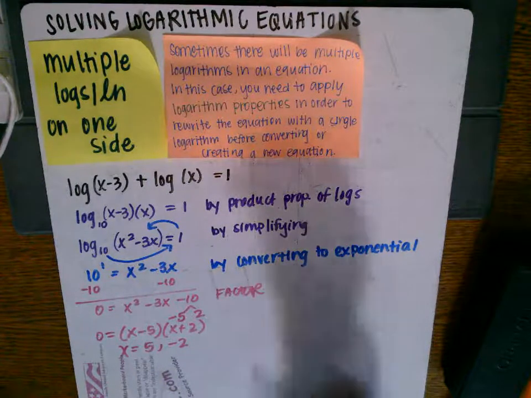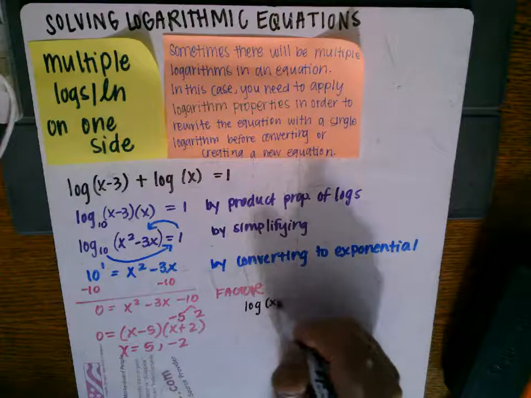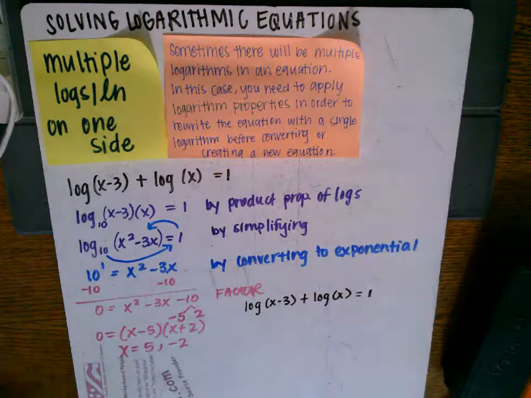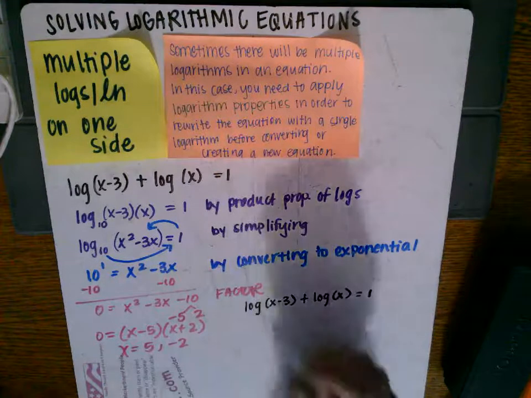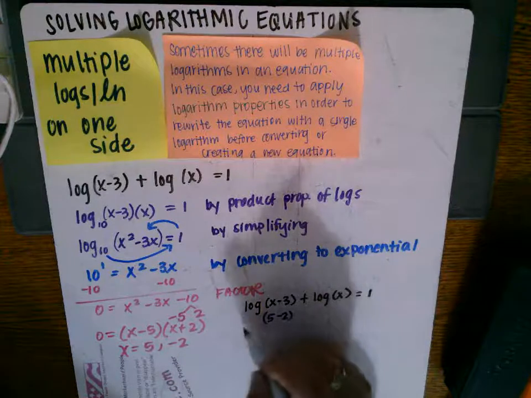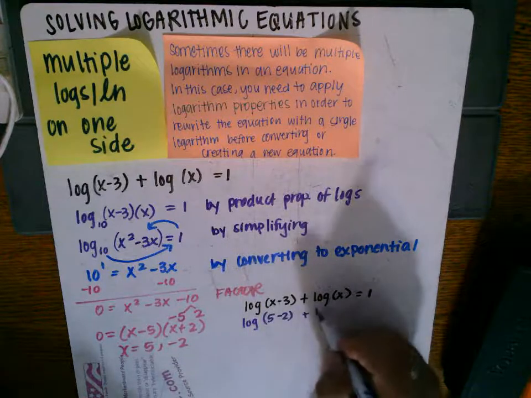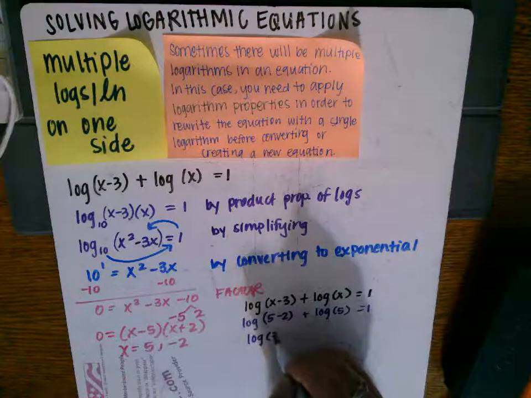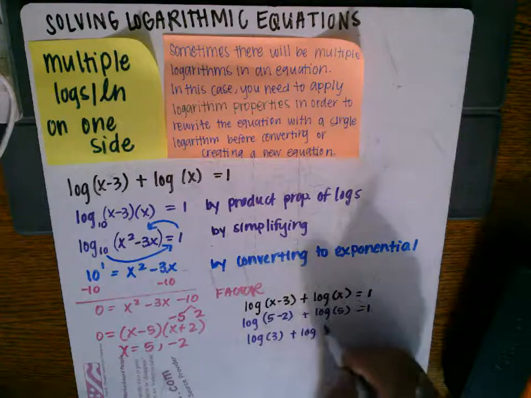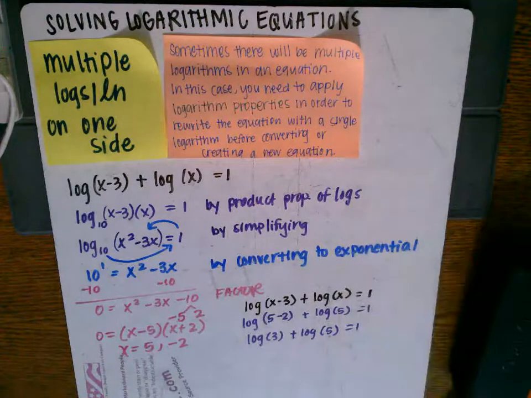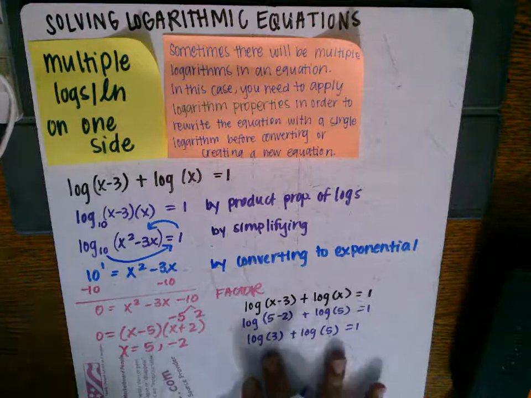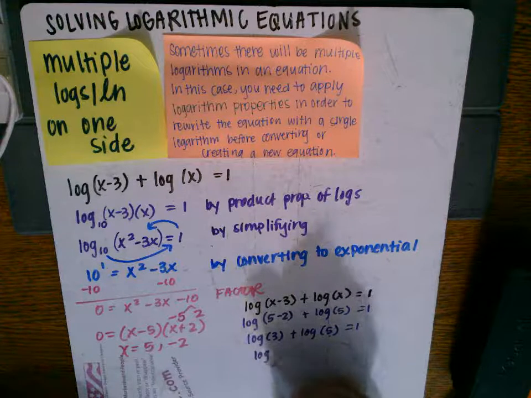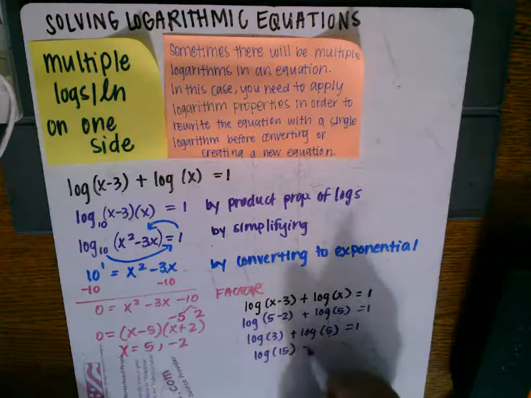So I'm going to check in log of x minus 3 plus log of x is equal to 1. I'm going to plug in 5 first. So 5 minus 2, log of 5 minus 2 plus log of 5, is that equal to 1? 5 minus 2 is 3, so I have log of 3 plus log of 5. Is that equal to 1? And I could use the properties of logs again and do log of 15, because 3 times 5 is 15.